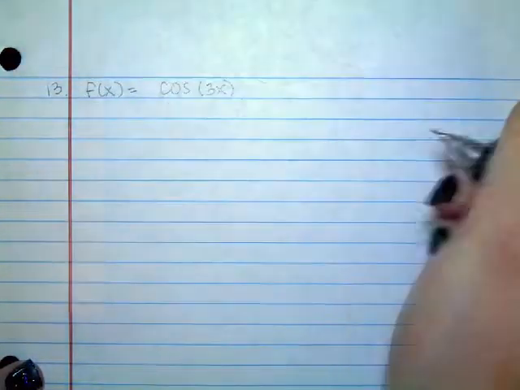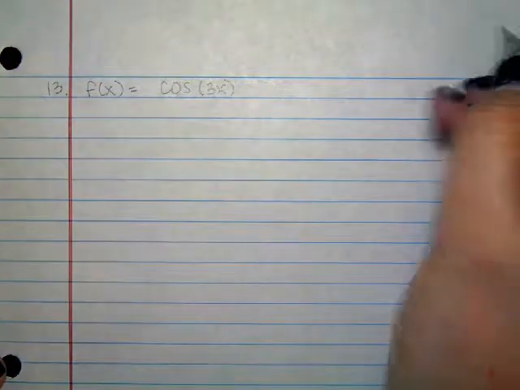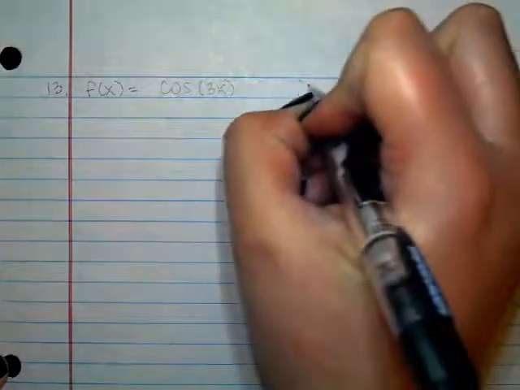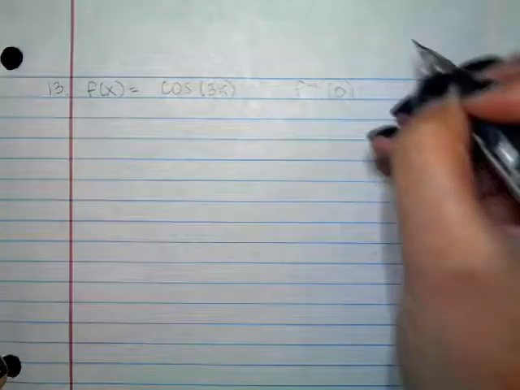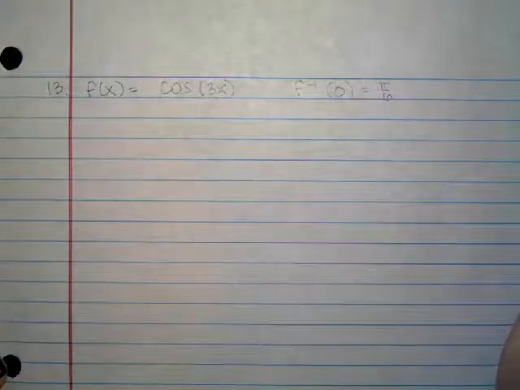Number 13 says f of x equals cos of 3x. Find f inverse of 0, which equals pi over 6.